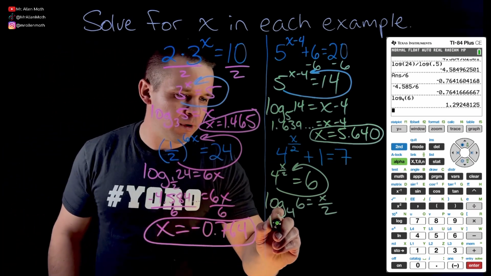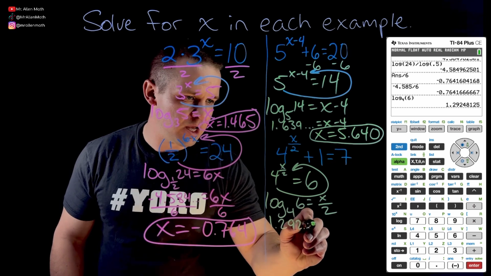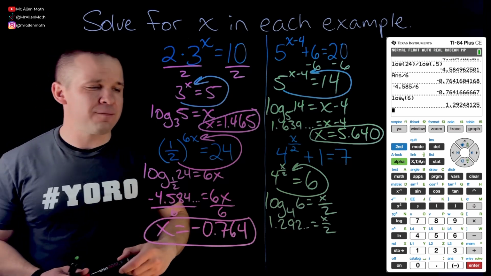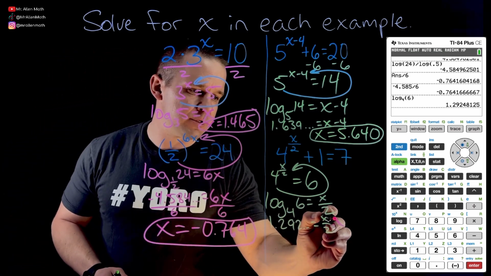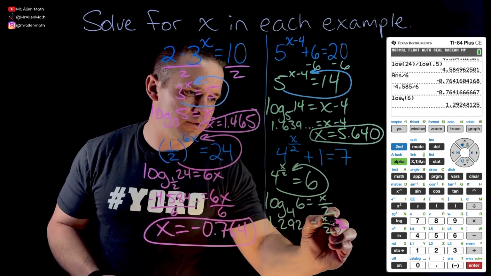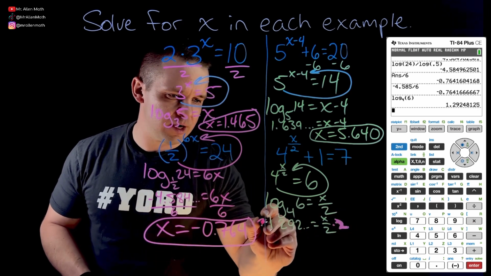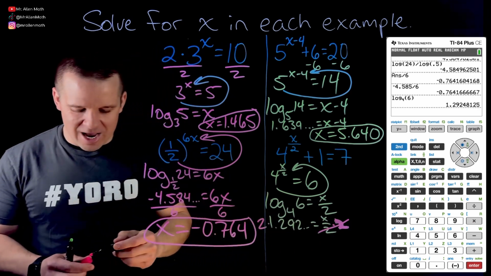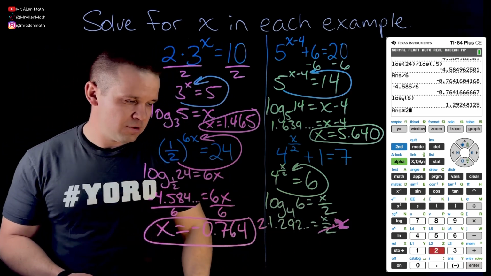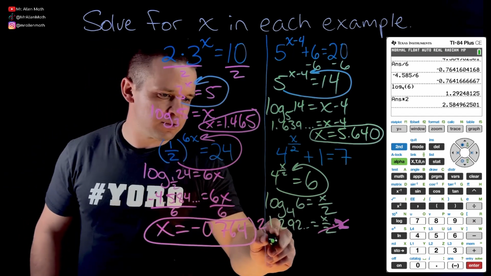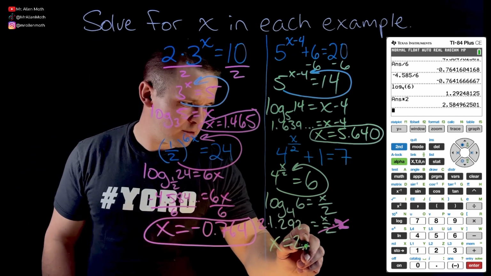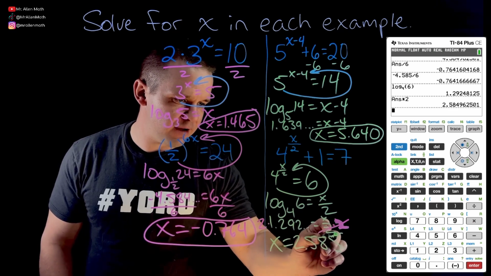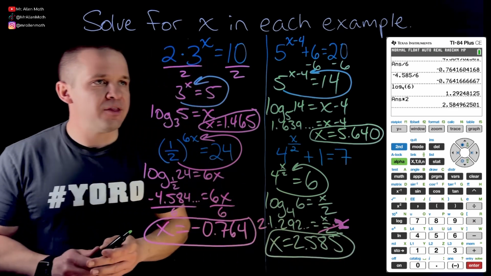So 1.292 dot dot dot equals x over 2. How do I solve for x here? If I'm dividing by 2, multiply, oops, not by x, multiply by 2. That is the world's ugliest 2 right there. Oh, that is awful. I'm so sorry. But anyways, that cancels the 2's, and I'm left with, let's see here, times 2 in my calc. I've got x equals 2.5849, so 585. Nice. All right, there we go, guys.